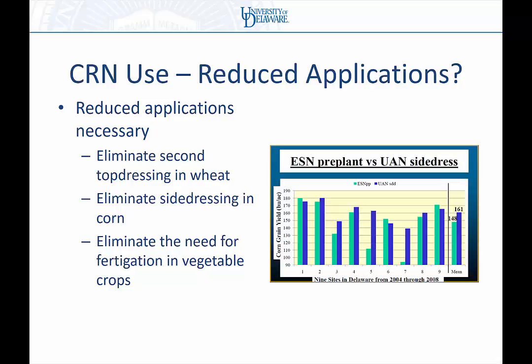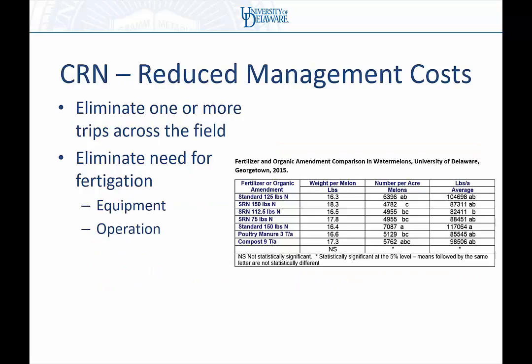And the research is kind of unequivocal here. I mean, it's not always showing the ability to do this. We'll look at some of that in a little bit. How about reduced management costs? If you don't have to fertigate, that reduces your management costs, or you don't have to have the additional equipment to do something like that.